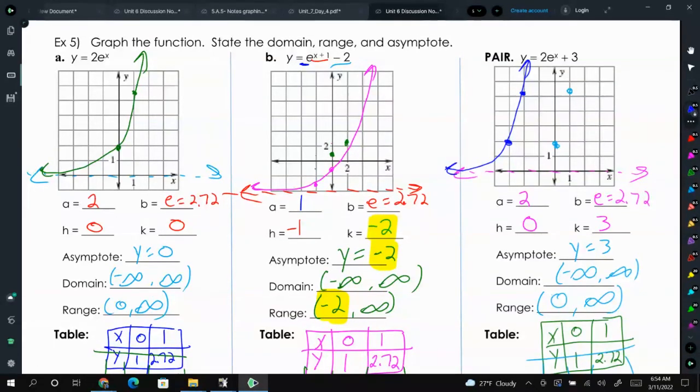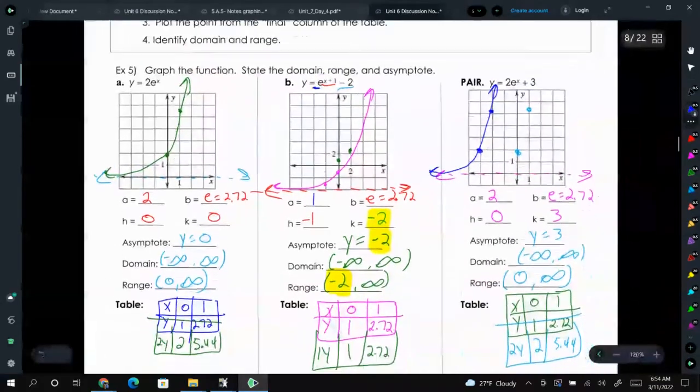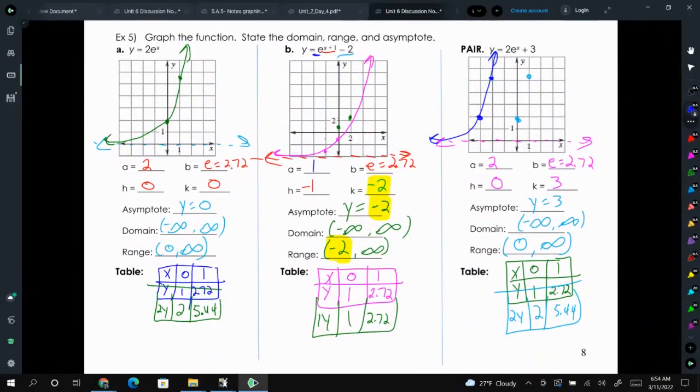All right, so there is your graph and all the information that I was able to pull from the equation. So we had 2 as our a value, and then our base again was e. That plus 3 at the end was our k value. This graph went off our grid a little bit because we had that k value of 3. So everything was shifted up 3, including our asymptote and then all of our points. So that's what it should look like, and that's the information that we were able to pull from the equation.